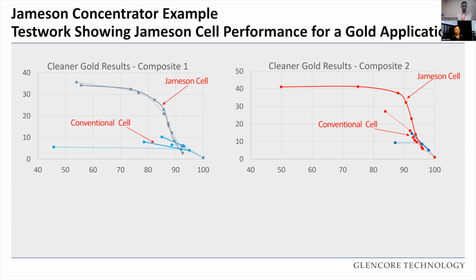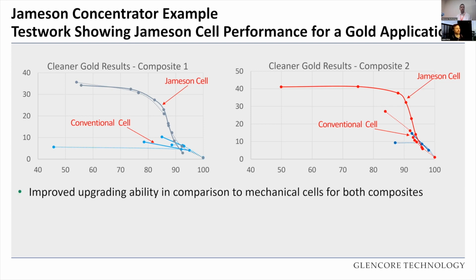Just finally, this was a gold example, and is in a way quite a simple full circuit one to have a look at, where it was based off some test work that was completed. So we got some Jameson Cell test work completed in the lab, compared that to the mechanical cells. What we found, obviously this site was specifically looking at 2 different composites that would be feed, that would have different results.